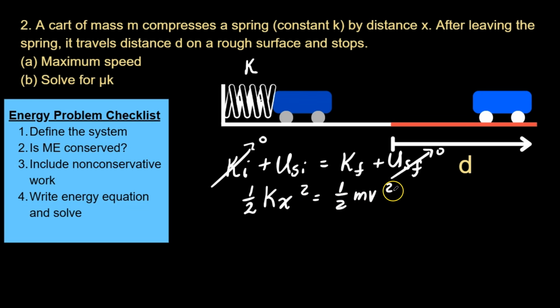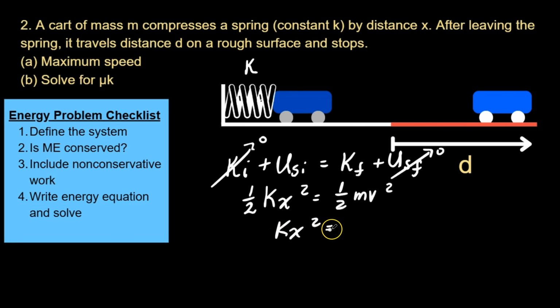The equation for spring potential energy is 1/2 kx squared, and we're going to set that equal to 1/2 mv squared. That's the kinetic energy of the cart. So we have an energy transfer from the spring to the cart.